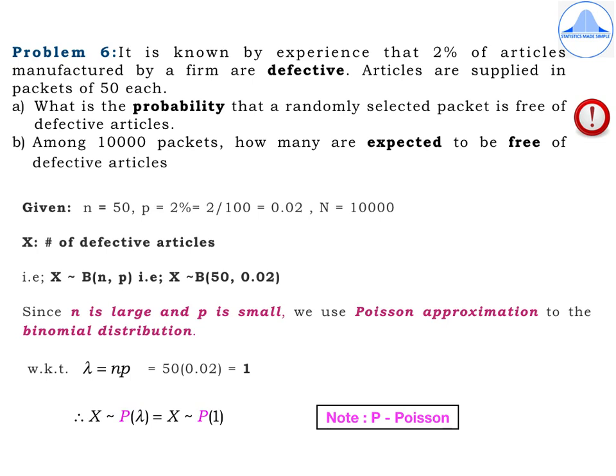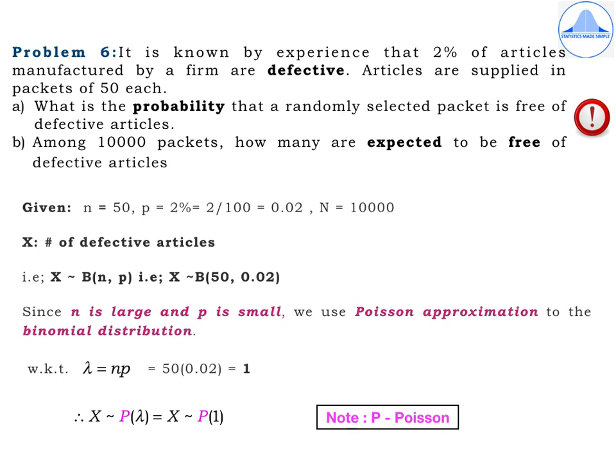Now let's check the values of n and p once again. n is equal to 50 and p is equal to 0.02. What do you see here? We see that n is a large number, that is 50, and p is 0.02, which is a very small value.